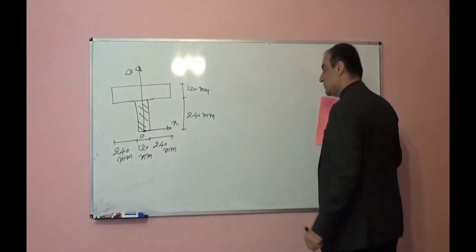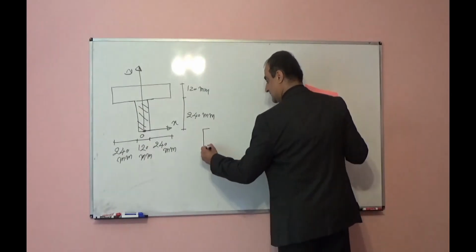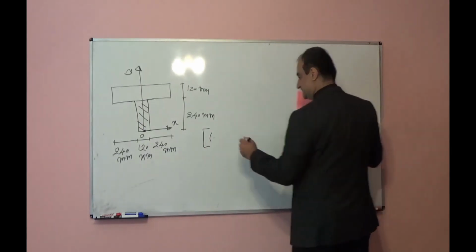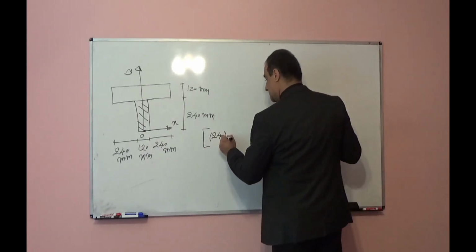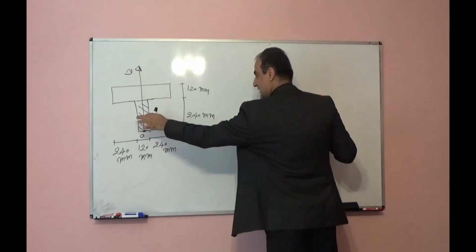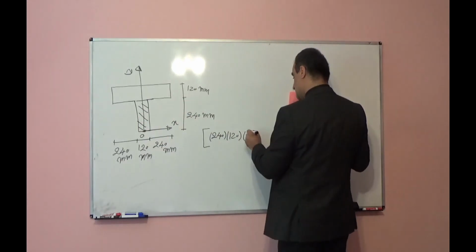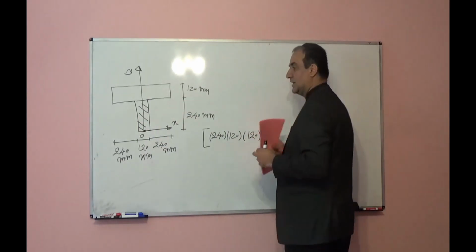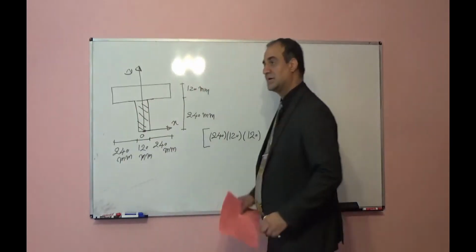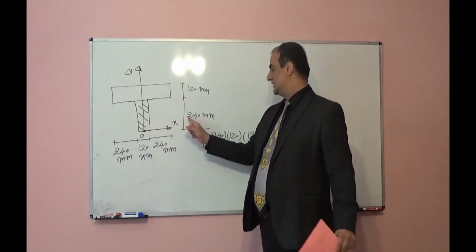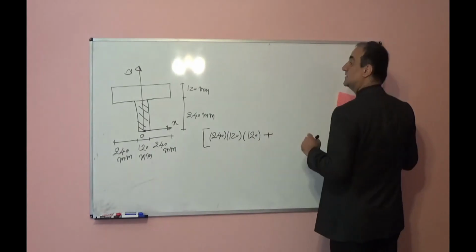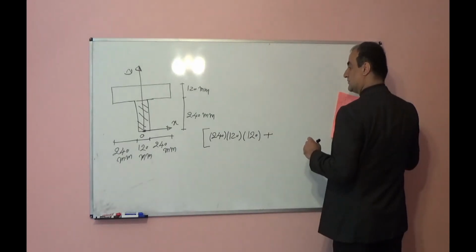So let's take moment of area. For rectangle one, the area is 240 times 120, times the centroid of this up to x. The area for this rectangle is 120 times 240 times the center of this up to x. It will be 240/2, which is 120, plus moment of area for rectangle number 2.